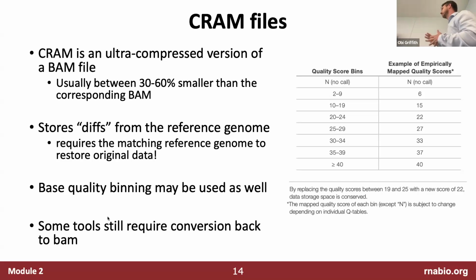And there are some other optional space-saving conventions, like compressing the quality scores. Instead of having every possible quality score from 0 to 40, you can bin them and say I'm only going to store 6 possible quality scores. If you're between 2 and 9, we'll just call it 6, and if you're between 10 and 19, we'll just call it 15. Having fewer quality string options makes the compression more efficient.